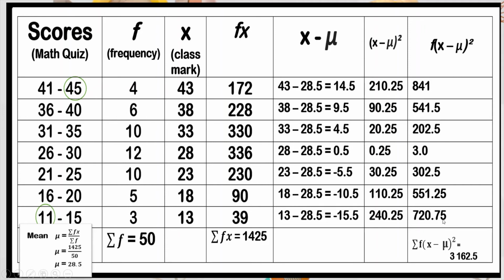You add all these numbers here because it's needed in computing your variance. The sum of this, you can use a calculator, is 3162.5. All this data here is now our concern, so we can solve for the variance and standard deviation.